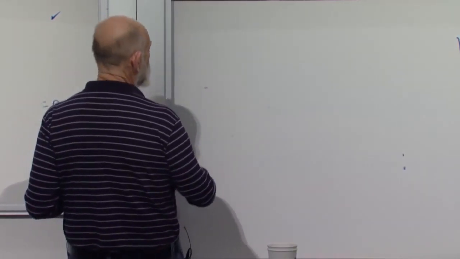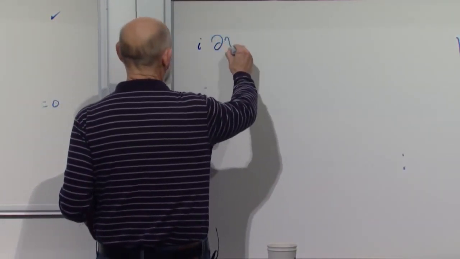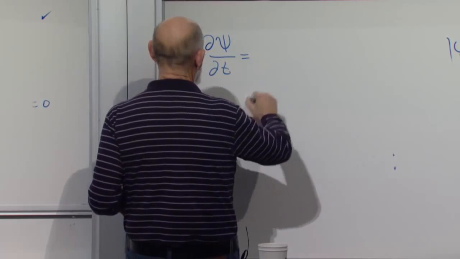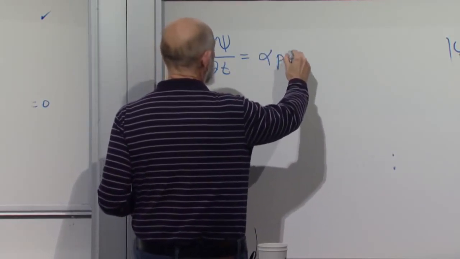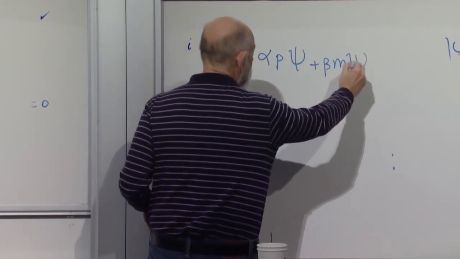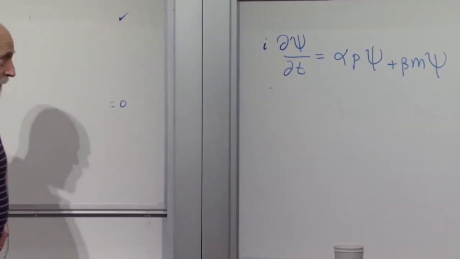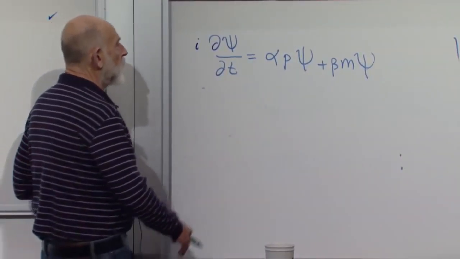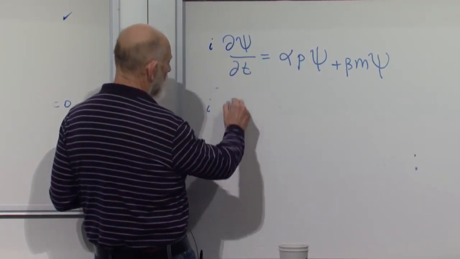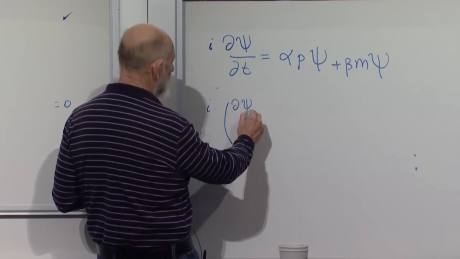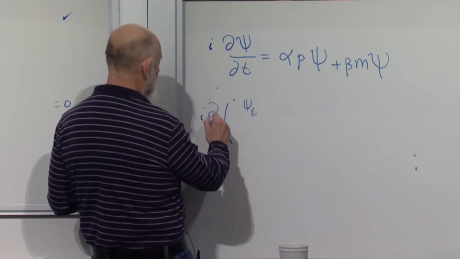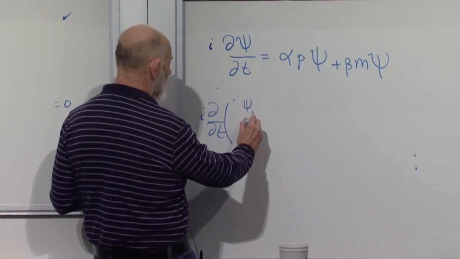This says, where was our equation? It says I d psi dt, where psi is a 2-component spinor, is equal to alpha p times psi plus beta m times psi, where m is the mass. Okay, let's write it out. As a 2-component equation, this is I d by dt, psi 1, psi 2.